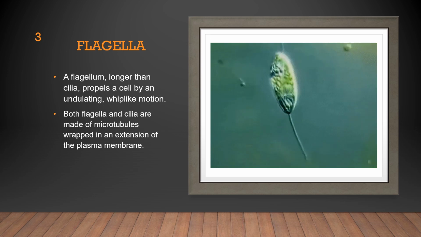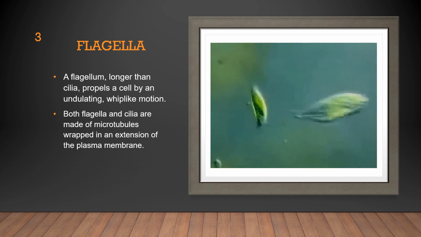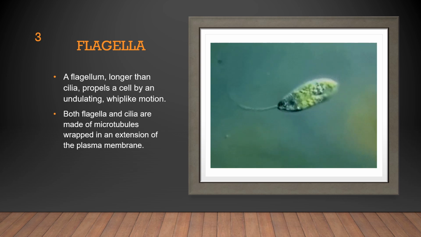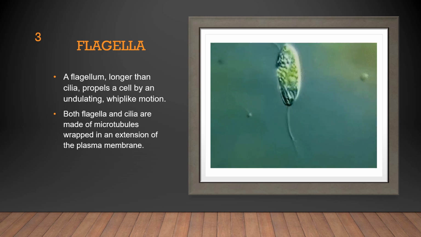Also, there's only one cell in a human body, though not in all human bodies, that has a flagella, and that is the sperm cell. So, as you can imagine, the sperm cell needs the flagella to move, so impregnation can happen.